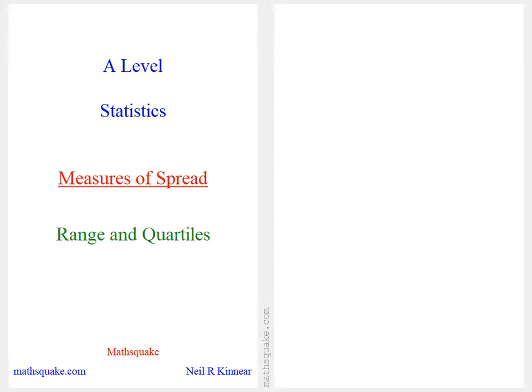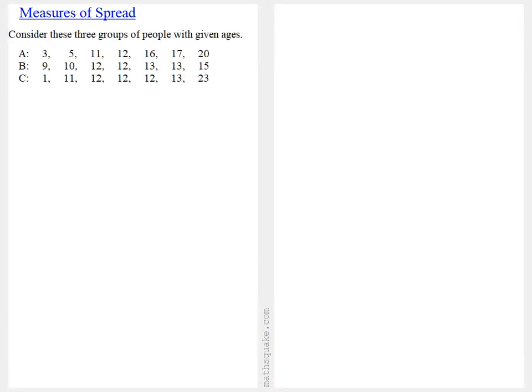A-level statistics, measures of spread, range and quartiles. Let's see what we mean by a measure of spread. Consider three groups of people with the following ages.